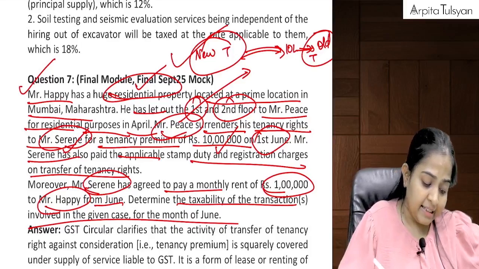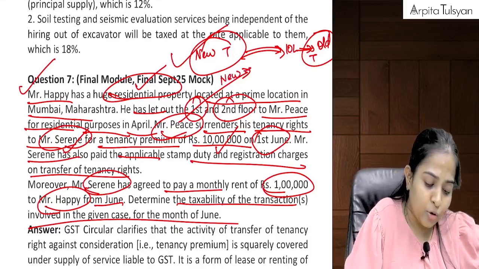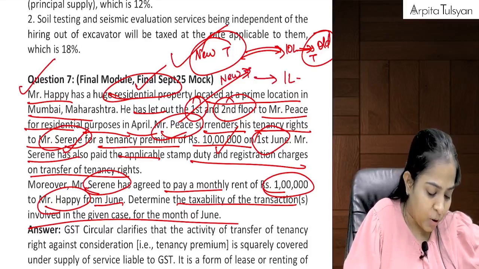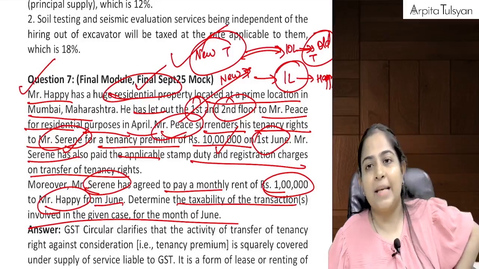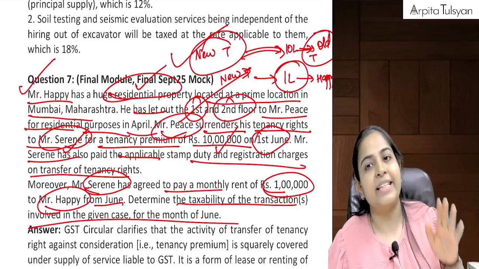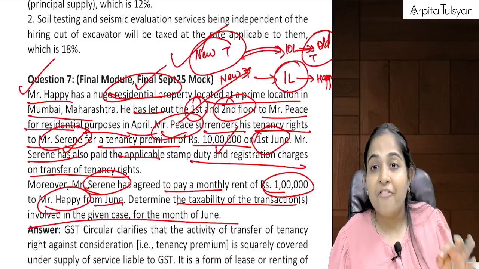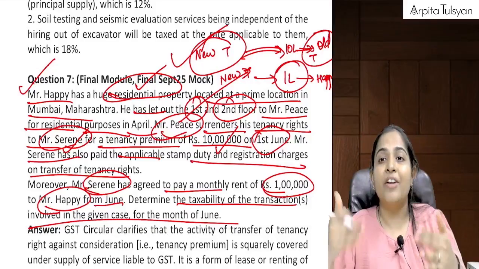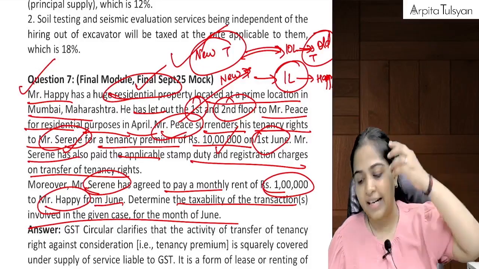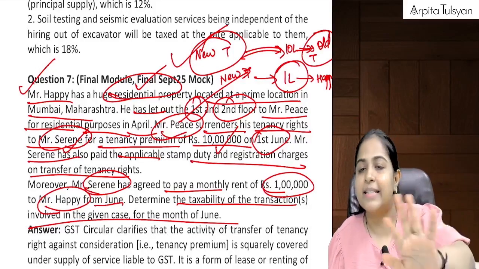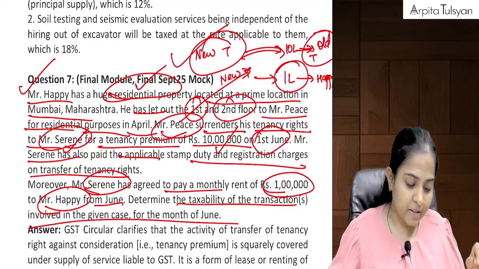Another thing, Serene, the new tenant, is also going to pay a rent of 1 lakh rupees to Mr. Happy, that is the owner. Can we say this rent will be exempted? This is a supply of service, but can we say this will be exempted from GST? Why? Residential property given on rent for residential purpose. This is exempt from GST. This we will study later. But anyway, that will still be considered as supply of services.